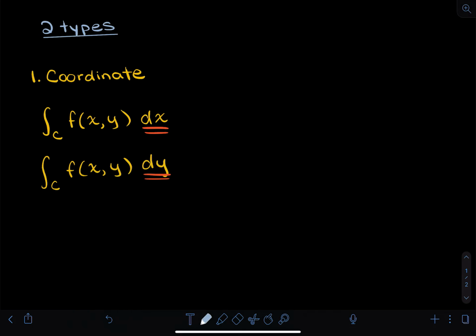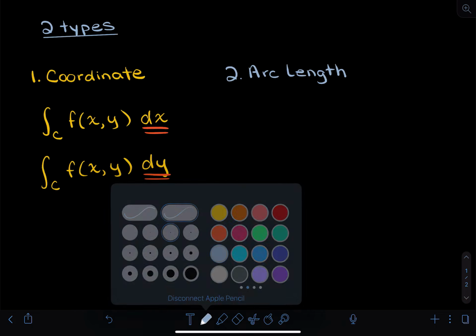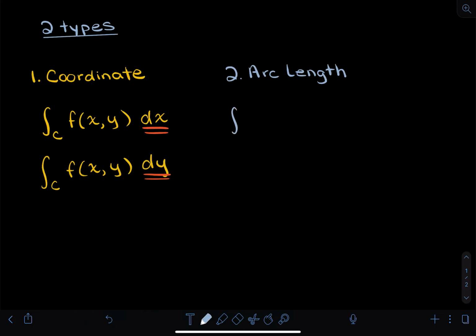Now the alternative to this situation is if we look at an arc length. So this doesn't necessarily depend on a specific coordinate. We can do any kind of curve. So we would see this. Again, the same line integral, f of x, y, but here we would usually see this denoted as ds. So again, the differential part here is what tells us we're looking at an arc length compared to just a coordinate.